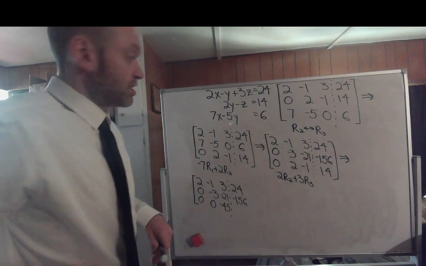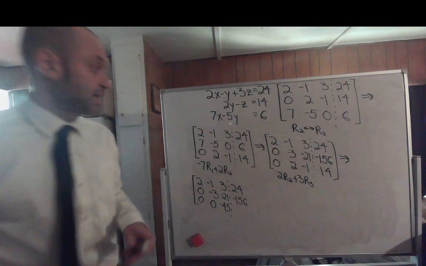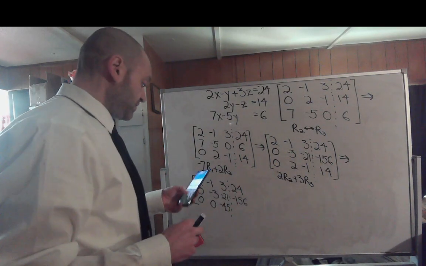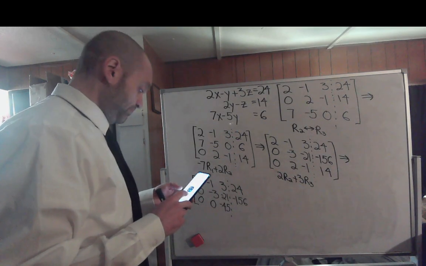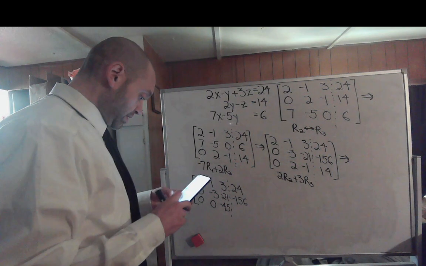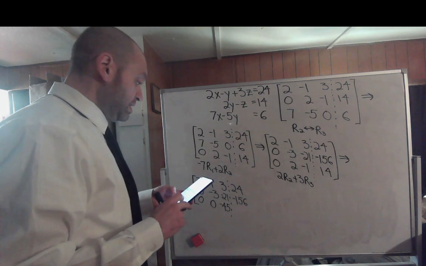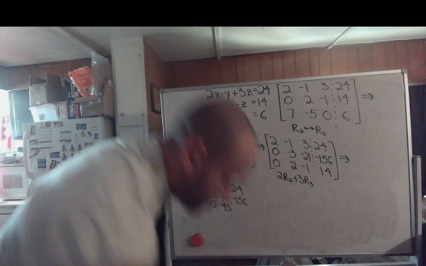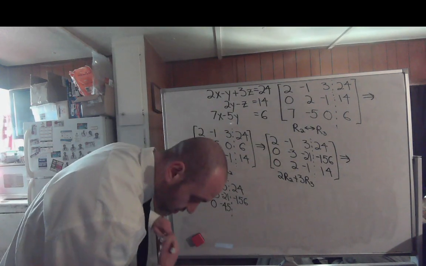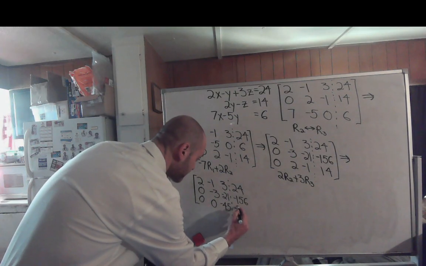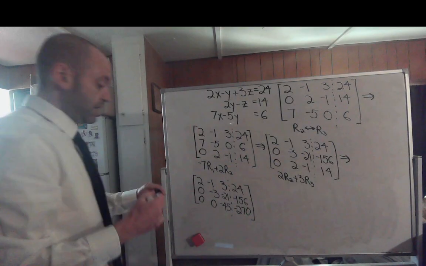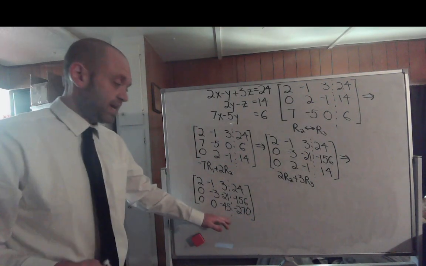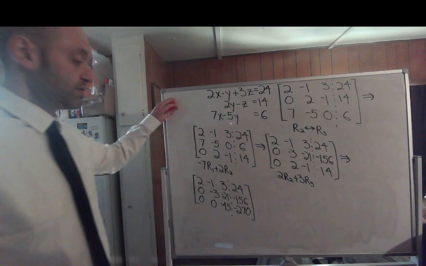Oh boy, this is going to be a doozy, because I got to take 2 times negative 156 and add that to 42. So now add 42 to that, you get negative 270, excuse me. So the third row is not pretty. It's going to be 0, 0, negative 45, negative 270.